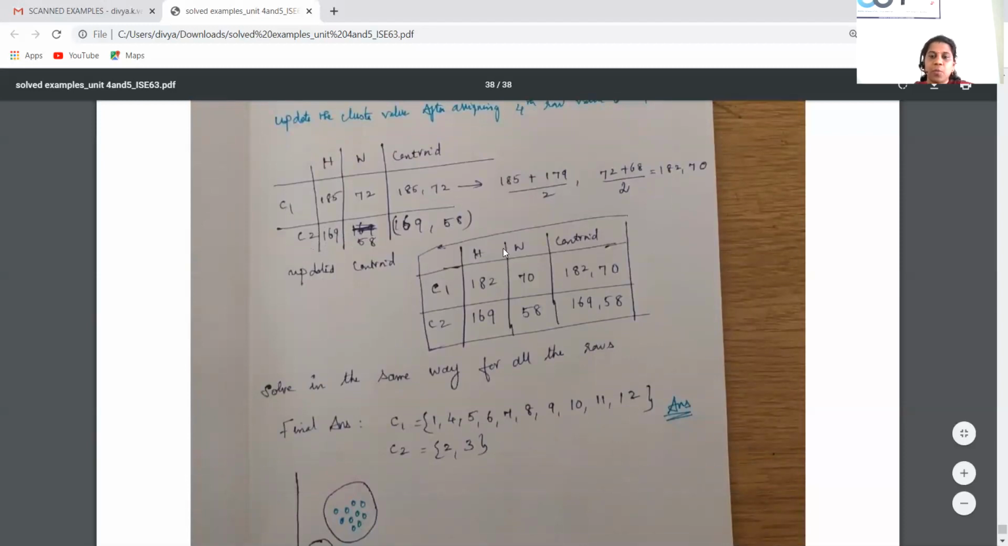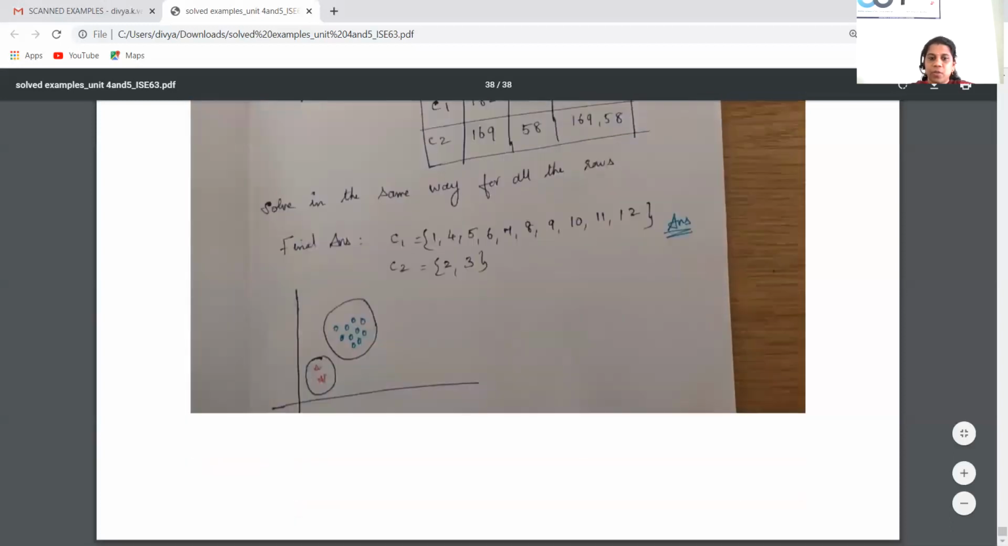So if we repeat the procedure all together, we will get the first cluster as 1, 4, 5, 6, 7, 8, 9, 10, 11, 12, all these points with their heights and weights, which will come in cluster 1. Only the second and third points will come in the second cluster. So we can represent the cluster in this way.